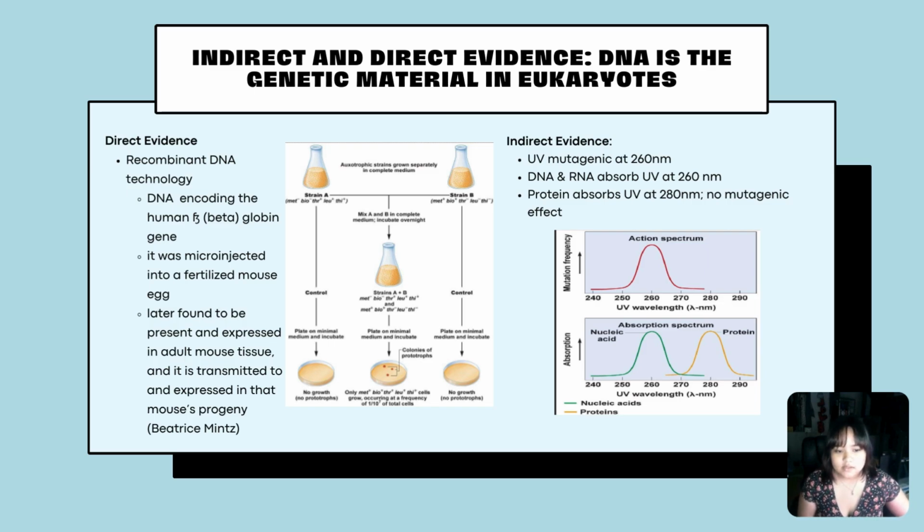With indirect evidence, this is where we can find UV light's correlation to mutagenesis. So UV light induces mutations in genetic material, and an action spectrum of UV light as a mutagenic agent can be compared with the absorption spectrum of the suspected genetic material. DNA and RNA absorb UV light at 260 nanometers, while protein absorbs around 280 nanometers. So the absence of significant mutagenic effects at 280 nanometers supports that nucleic acid, such as DNA or RNA, is the genetic material.